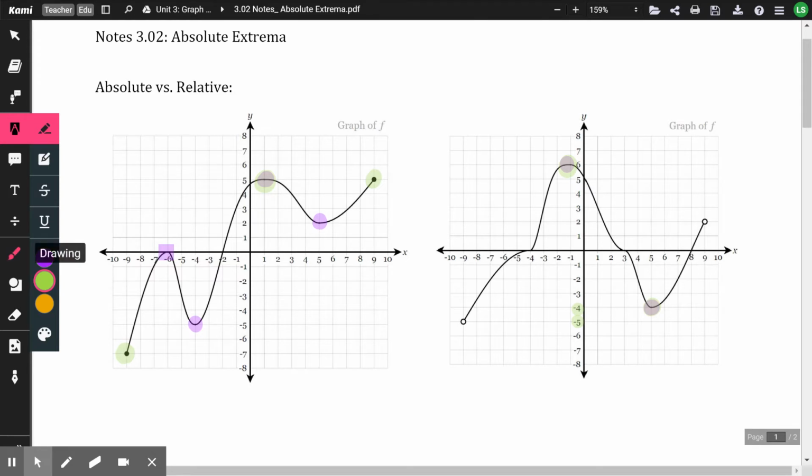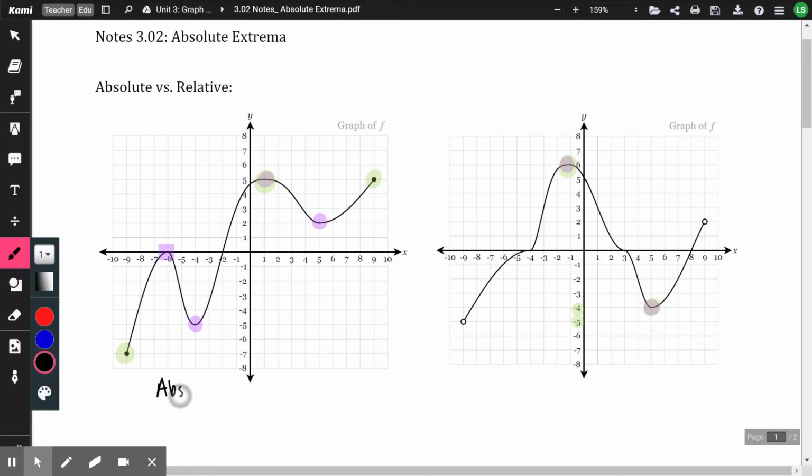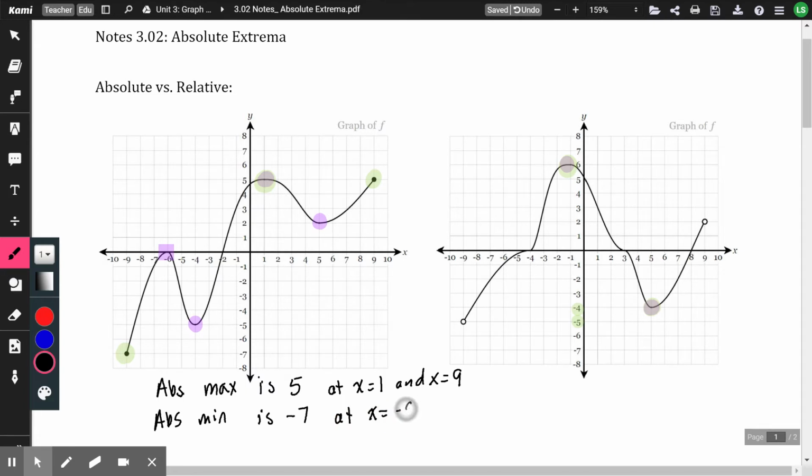So to sum up your absolute extrema and how we would write this, we're going to say that the absolute max of this function is a value of 5. And when we talk about values, we're referring to y values. We're also going to be a little bit more specific and say that the absolute max is 5 at x equals 1 and x equals 9. So that's how we point out the 2 locations, the x values, of where this absolute max occurs. We're also going to say that the absolute min value for this function is a -7, and it happens at x equals -9.